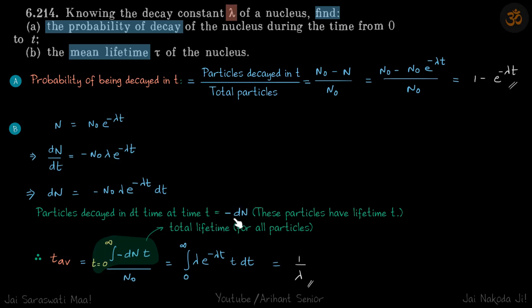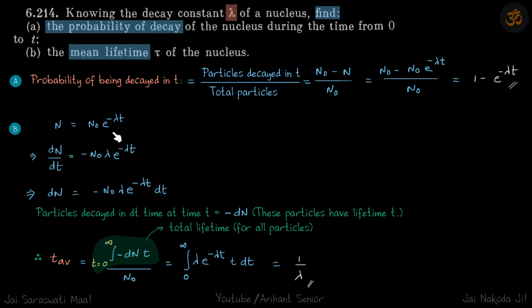So these minus dn number of particles have a lifetime of t because at t time they are getting decayed. So now we can write the t average for all the particles. This number of particles have their lifetime t. So if we add all such particles, multiply them by their lifetimes, and divide by the total number of particles, this will be the t average.